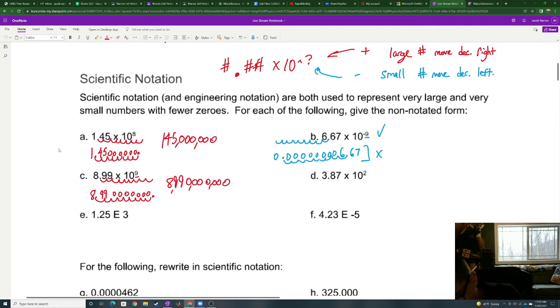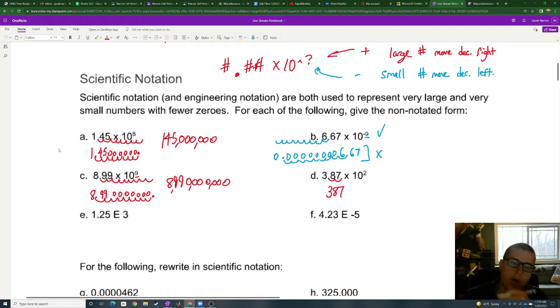D's really easy. We're only moving the decimal to the right 2 times. I know I'm moving it to the right because it's a positive 2 instead of a negative 2. So I'm going to go 1, 2. So instead of 3.87, this is simply 387. That's it.